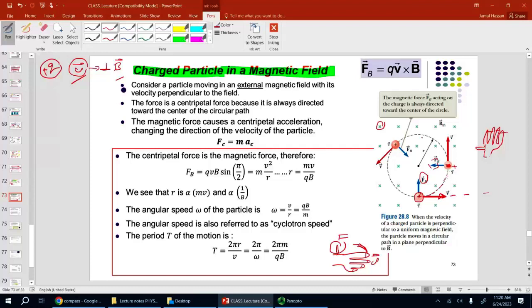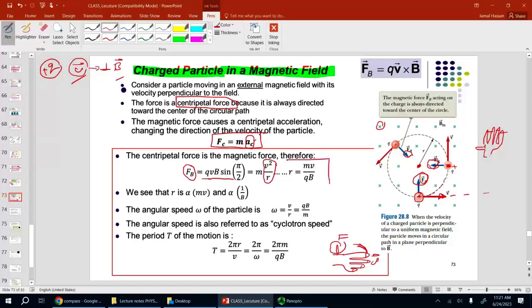So if you keep doing this, you will see that the force is always directed toward a point, and in physics 1 you know the name of that force. It's actually centripetal force, because it's always directing to the center. According to Newton's second law, centripetal force is equal to m a_c, where a_c means centripetal acceleration. But our force is the magnetic force, equal to q times v times B times sine 90, which is qvB. This equals m a_c, which from physics 1 we know is m v squared divided by r.